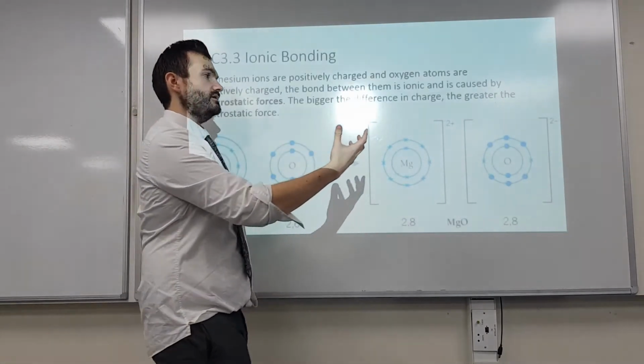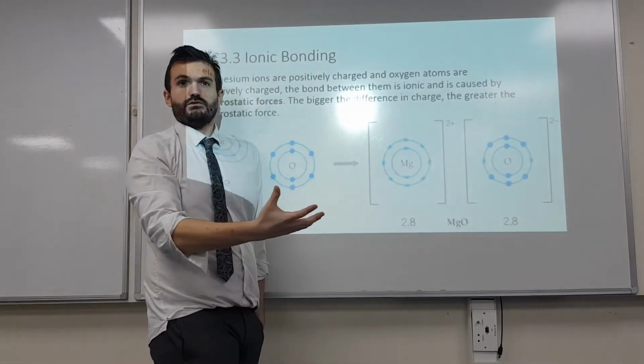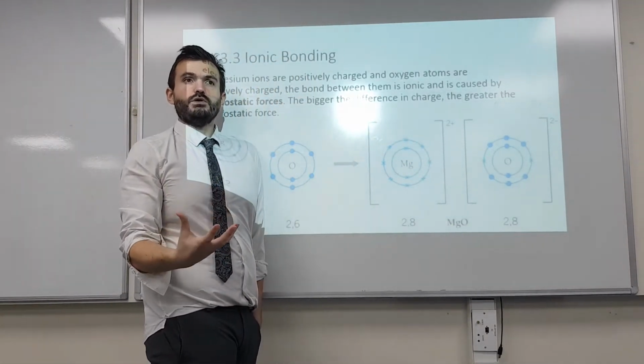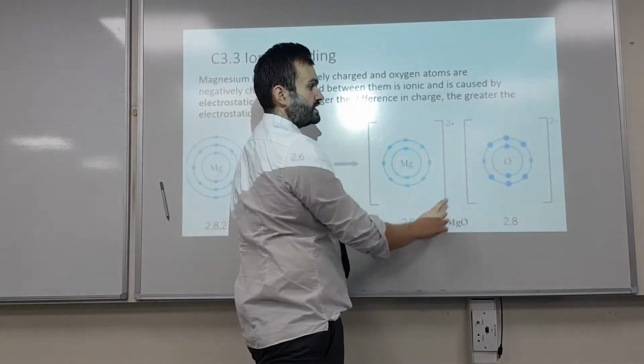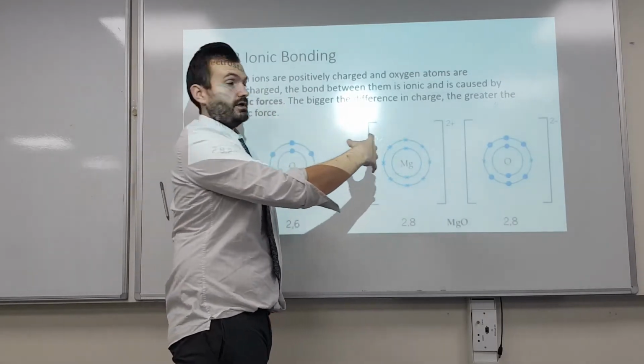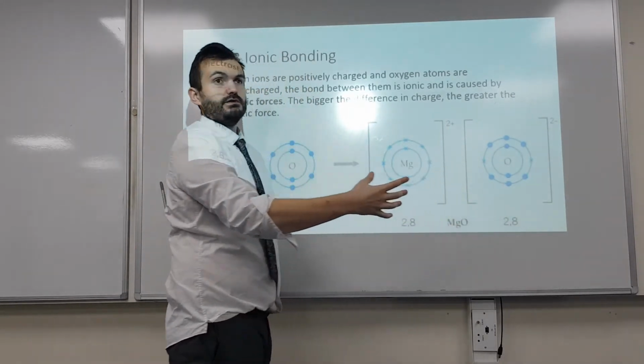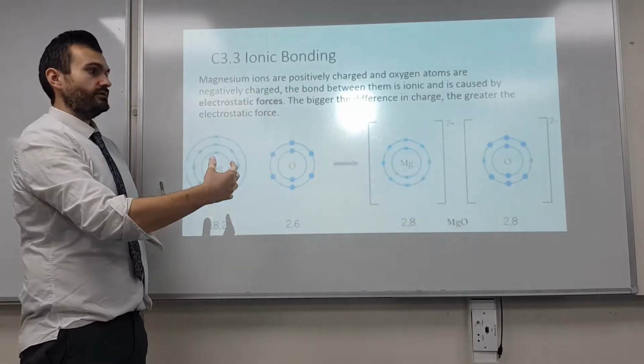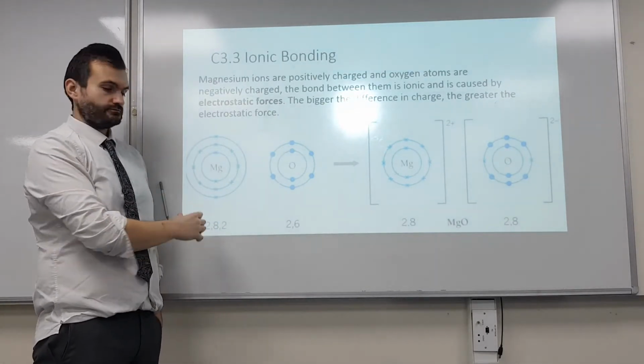If this was chlorine instead of oxygen, chlorine would be -1. So we would need 2 chlorines, and we would simply put a 2 in front of the chloride, and that would be able to cancel the charge on the magnesium.